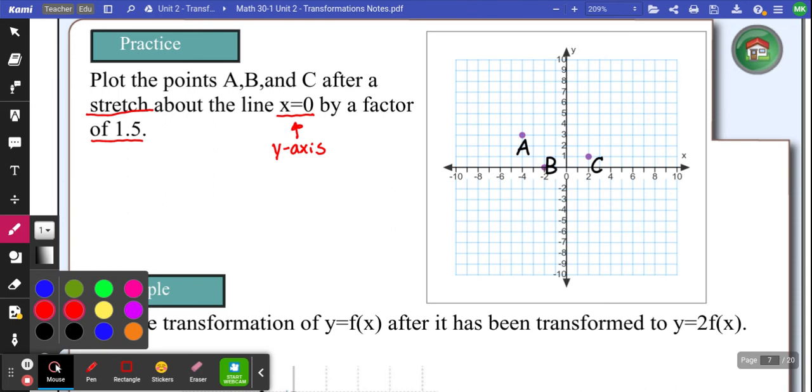Half the people said x, half the people said y. That is a sign that this is spot on and we're good to go. You guys ready for a test tomorrow?